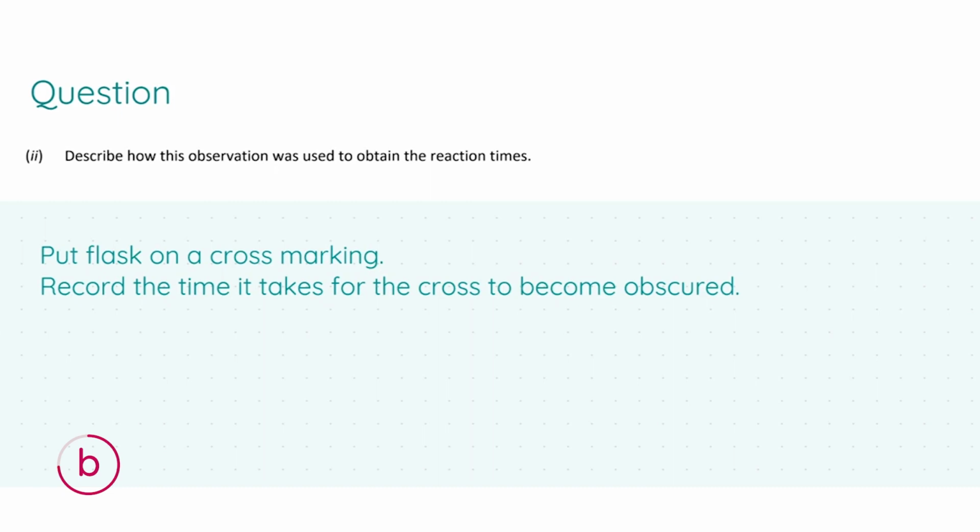So you're going to get 3 marks for saying to put it on a cross marking, or whatever kind of marking you use yourself. It can be anything. And then record the time it takes for the cross to become obscured. There's also a different method that is done in some schools, to set up a smartphone app called the Lux Meter next to the flask, and record the time taken for each mixture to reach a certain opacity using this Lux Meter. You're going to get the same amount of marks if you go through enough detail about the smartphone app.